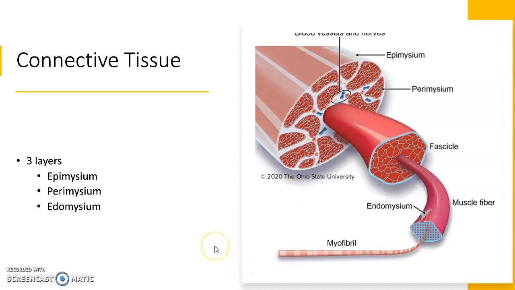And then there's also connective tissue in the skeletal muscle, and there are 3 layers of this. The epimysium is the outer layer of the entire muscle tissue, and then there's the perimysium, which surrounds each bundle of muscle fiber. And then there's also the innermost layer of this connective tissue called the endomysium, which surrounds each singular muscle fiber. So these are the 4 main structures of the skeletal muscle.